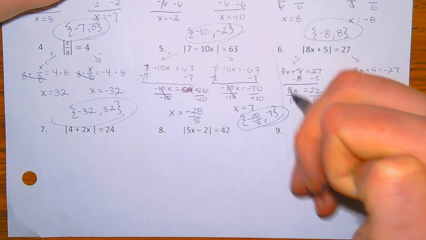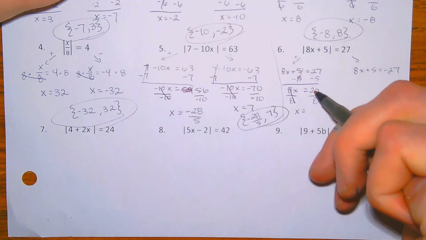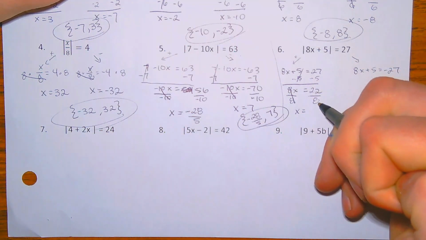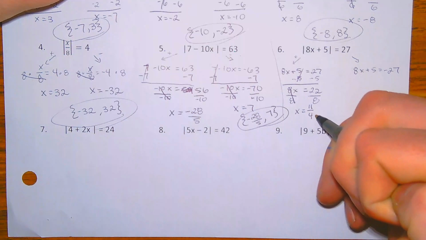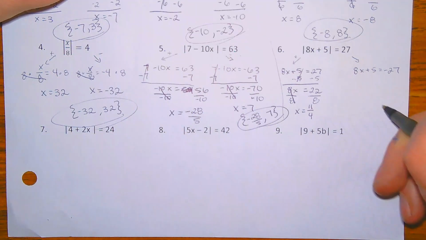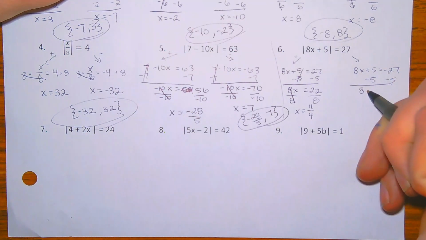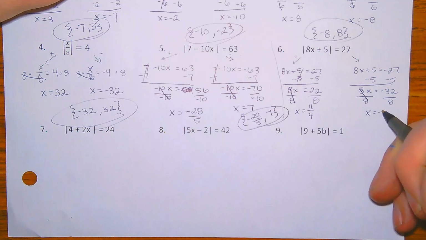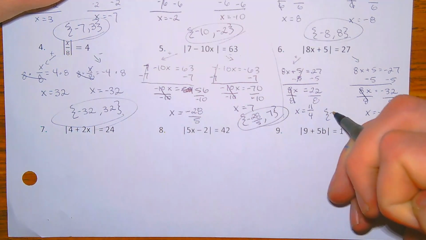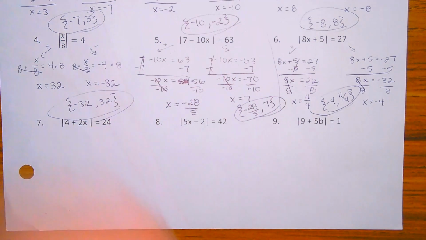Divide your 8. Remember, 8 doesn't go perfectly into 22, but we need to make sure that we reduce it. If you understand how to do that, that's great. For me, I know that 22 and 8 are both divisible by 2, so 22 divided by 2 is 11, and 8 divided by 2 is 4, and those don't reduce anymore from there. Okay? Moving on to your negative case, you subtract 5 from both sides, you get 8x equals a negative 32. Divide both sides by 8. X equals negative 4. Remember to put your answers inside of your little brackets. Okay?